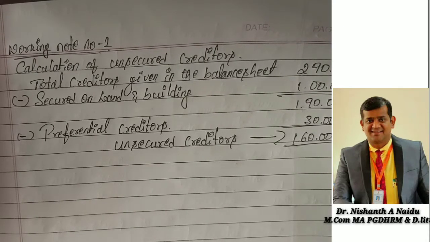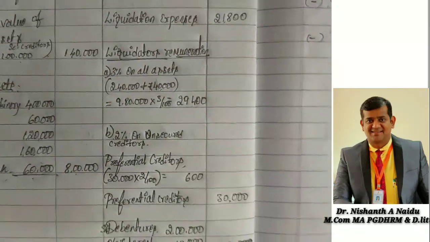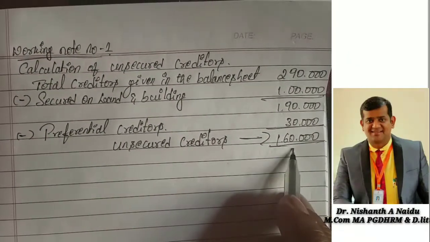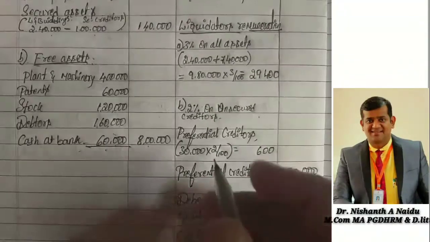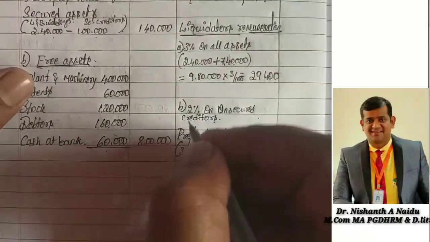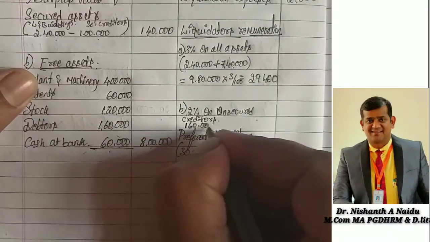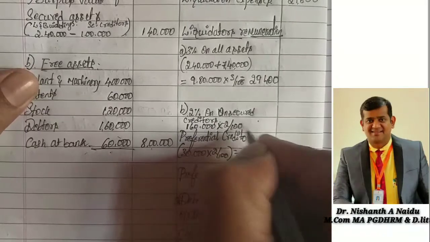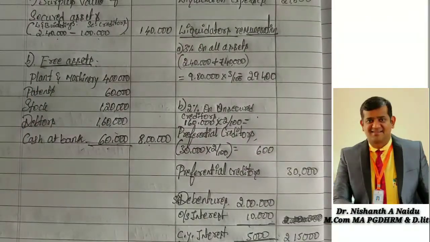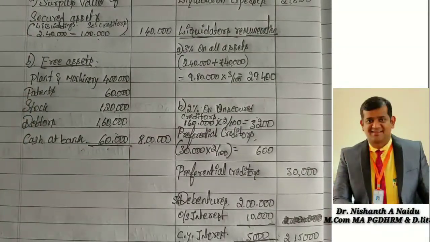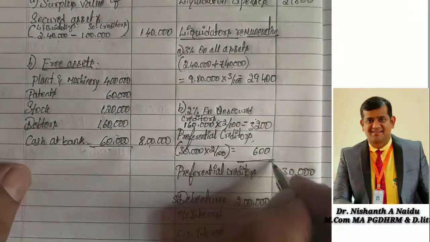So now let us go back to the problem and clear this. So I have kept pending here, 2% on unsecured creditors. So as per the working note, 1,60,000 is the unsecured creditors. So 2% on unsecured creditors means 1,60,000 into 2 divided by 100. 2% how much? 1,60,000 into 2%, that comes to 3,200 rupees. So we have completed this remuneration part.